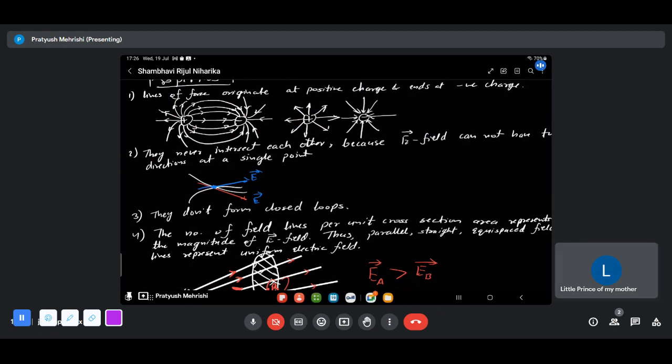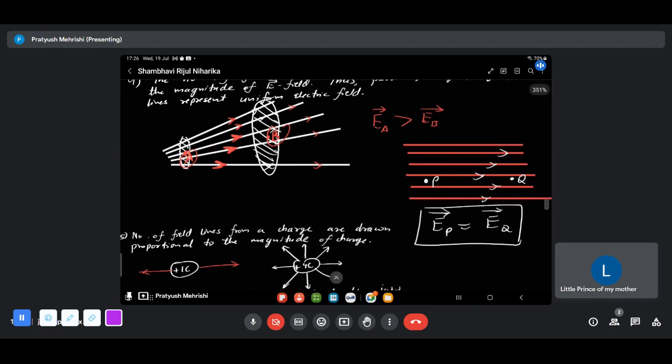Fourth point is the number of field lines per unit cross section area will represent the magnitude of electric field. It means what? Parallel field lines will represent constant electric field. But if the density of lines, means the number of lines per unit area, is decreasing or increasing, then it means the electric field will also be decreasing or increasing.